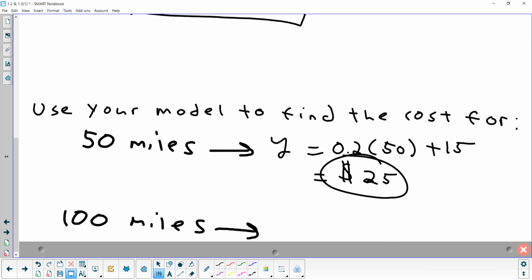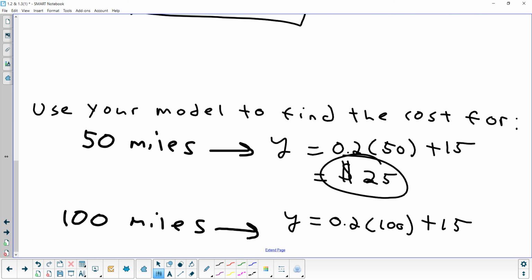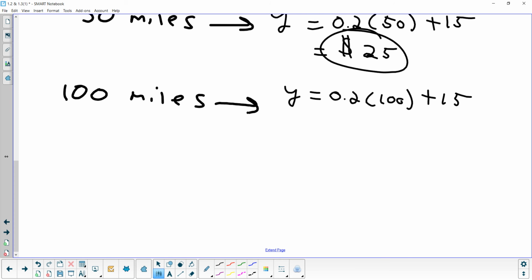All right, so let's figure out what it is. So we have 0.2 times 100 plus 15. So that's going to give me 20 plus 15 or 35. And again, that's dollars. Okay, so any question on using our equation to figure those out?